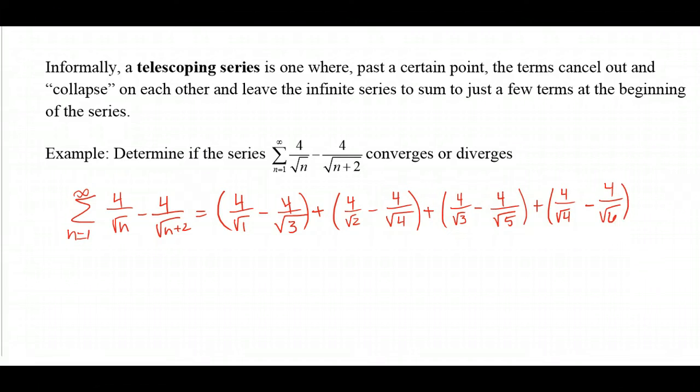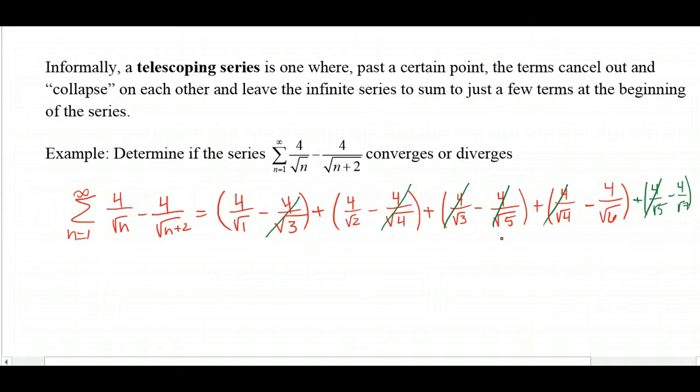Alright, so let's see if we can see a pattern of what's going to cancel out now. We can see that the minus 4 over radical 3 and plus 4 over radical 3 will cancel. Minus 4 over radical 4 and plus 4 over radical 4 cancel. And then let's write out one more term here. This would be 4 over radical 5 minus 4 over radical 7. So the minus 4 over radical 5 and the plus 4 over radical 5 would cancel.